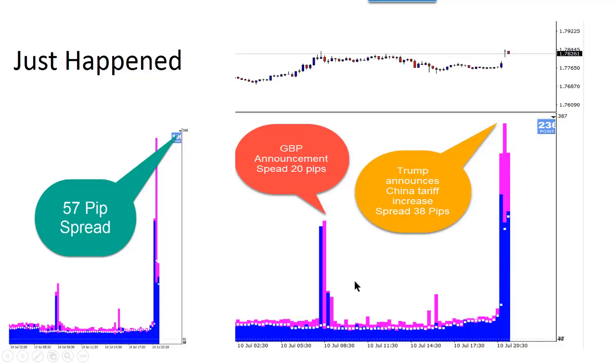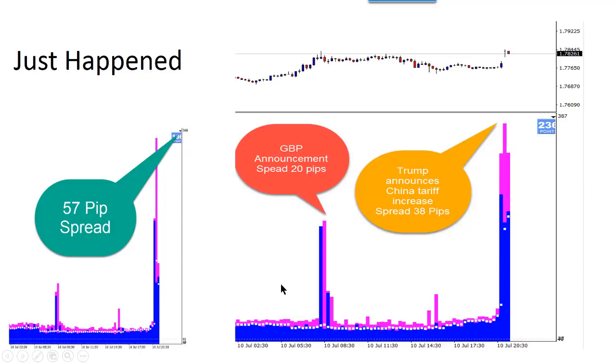And why did it jump so high? Because the brokers or the Forex market did not know how the market would react. There was a high level of uncertainty, and therefore, to be sure, they just increased the spreads to discourage people from trading. And also what happens then is that they also wipe out a couple of transactions at the same time. Now here's an example where the spread actually went to 57 pips. So it jumped dramatically because of this Trump announcement.